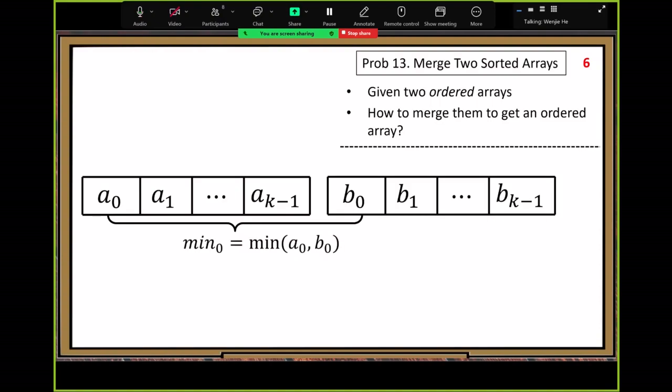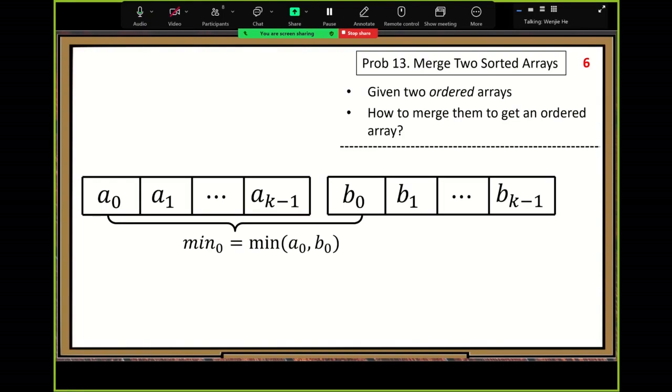Let's call min 0 the smaller of the two elements. What can you say about the smaller one after our first comparison? If it is the minimum of all the elements, can you put it in place? Yes, we can put it in place.